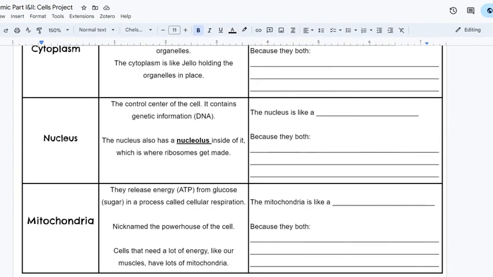Let's see. I'm going to go to nucleus. So a plant cell is like a school because, and I want to compare the organelle to something inside a school. So we know the nucleus is the brain. We kind of think of it as the brain. It's the control center. It's the thinking. It does all the thinking. It tells the cell what to do. So if you compare a nucleus to something within a school, who does all the thinking? Who's the boss? Who's the controller of the school? You're probably thinking principal, right? So the nucleus is like A, and you would write principal. Because they both, what do they have in common? That's what these lines are for.